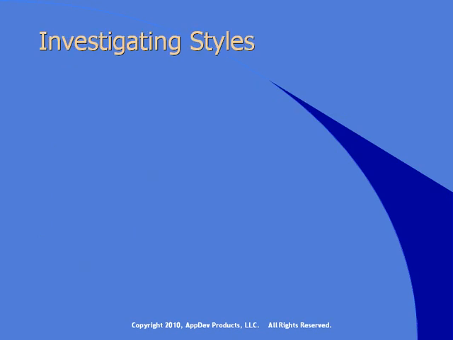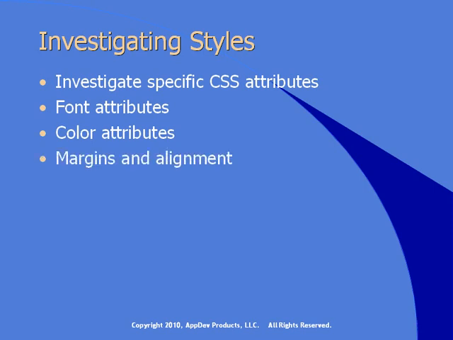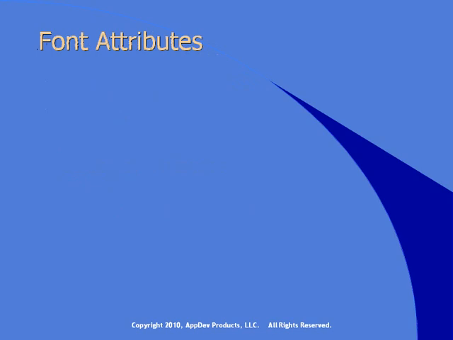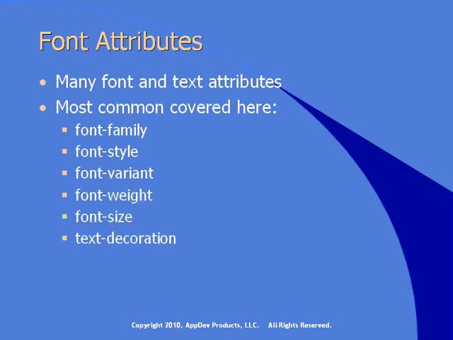In the following set of slides and demos, we're going to investigate specific CSS attributes. We'll look at font attributes, color attributes, margins and alignment attributes, positioning attributes, and we'll also look at partitioning elements using the div and span elements within HTML. These become very important when you want to apply styles to a portion of a larger element. Let's start by looking at fonts. There are lots of font and text attributes, and the most common are covered here, including the font family, the font style, the font variant, font weight, font size, and text decoration.